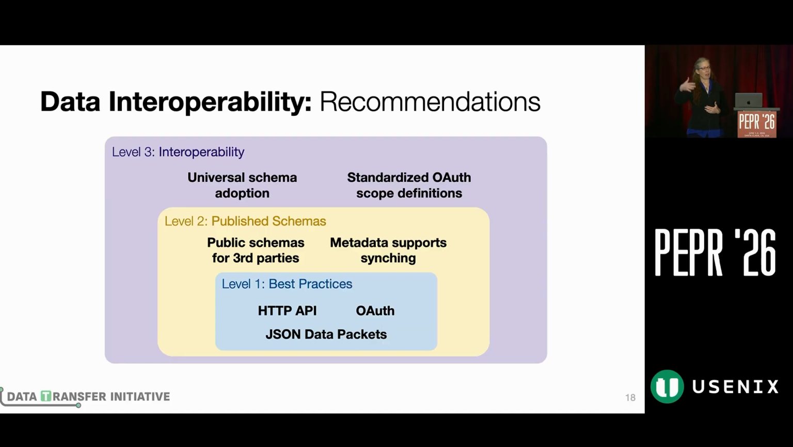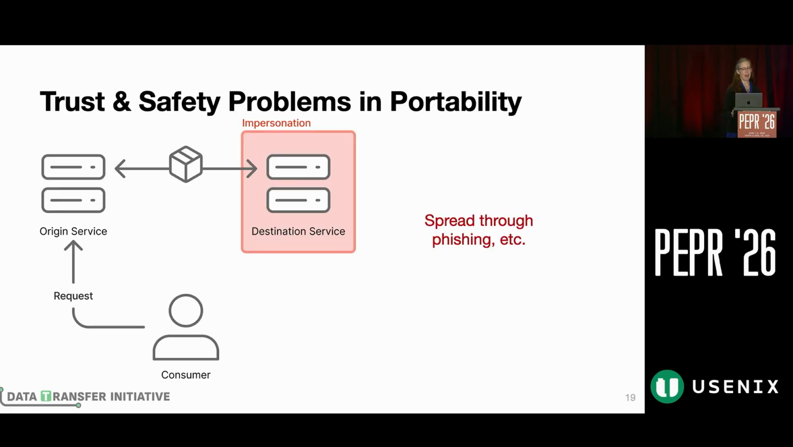And our third level is if we could have some more shared schemas, at least sometimes, even if there's individual variation, having a core universal schema for some data would be hugely helpful. And standardized OAuth scopes. But this is the dream. This would really make it a lot better. And the trust and safety problems would still remain.